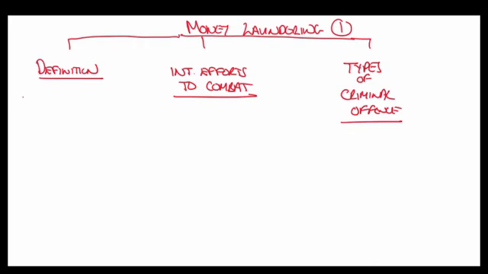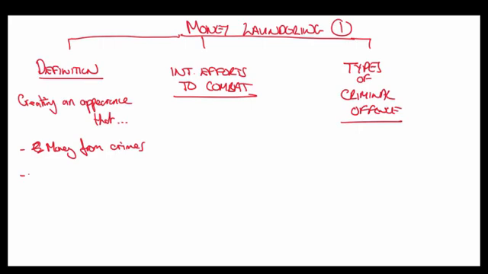And the definition, I like to break it down into 3 things. Firstly, you need to create an appearance. So you're trying to fool somebody. Next bit, money from crimes. So anything illegal. You're trying to create the appearance that money that came from an illegal thing actually originated from a legitimate, a legal source. Okay, so there's the 3 points of the definition.